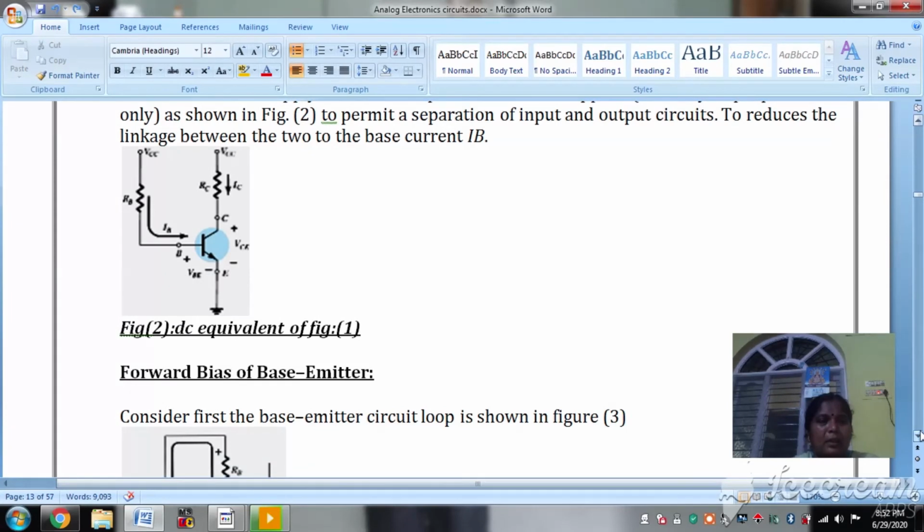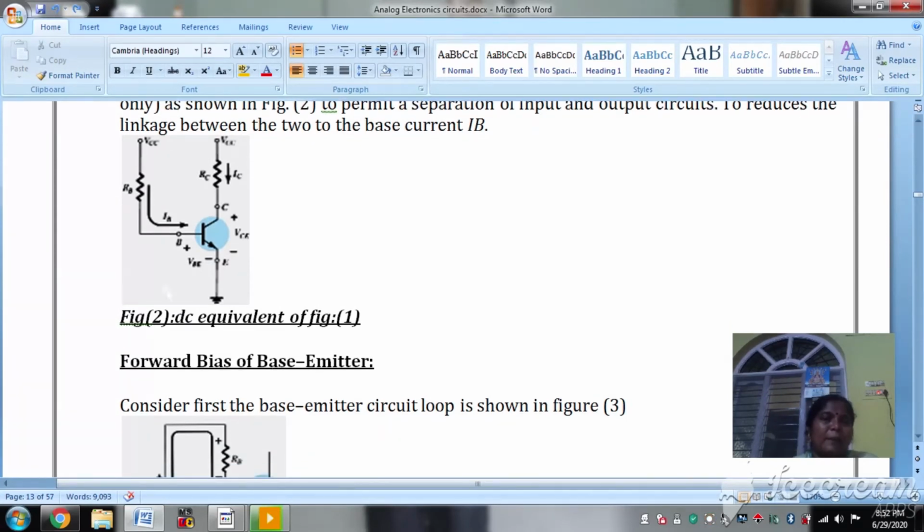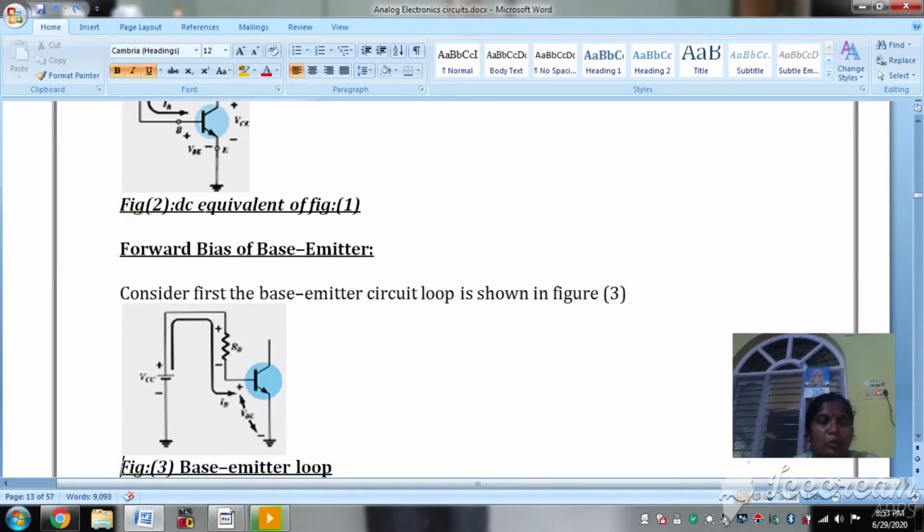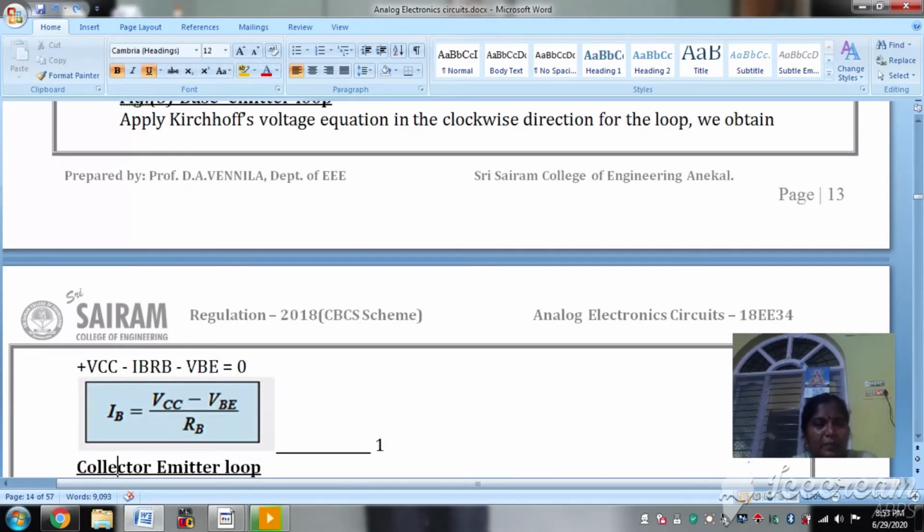Now I am going to split the VCC like this. It is the same circuit, there is no change in the circuit. First, I am going to apply KVL in the base-emitter loop. The negative part is grounded, so plus VCC minus IB RB minus VBE equal to 0.